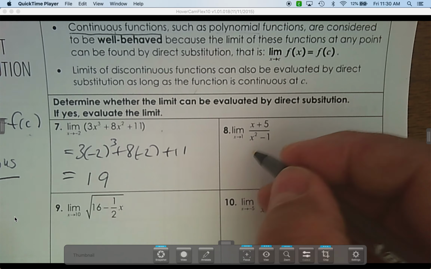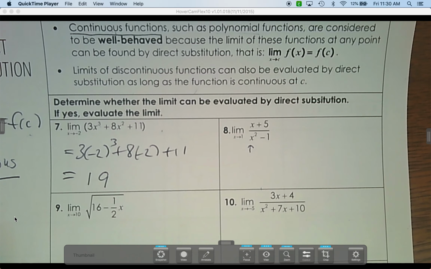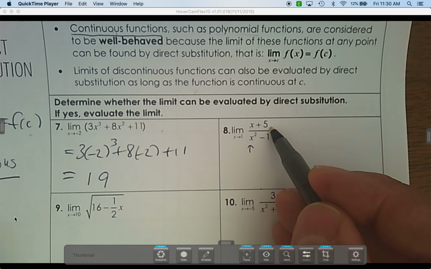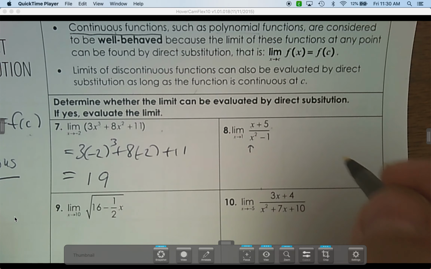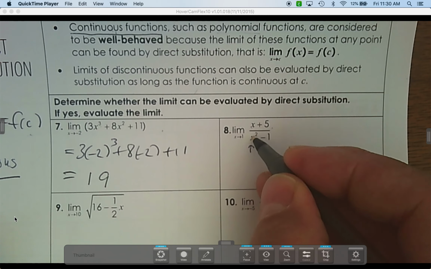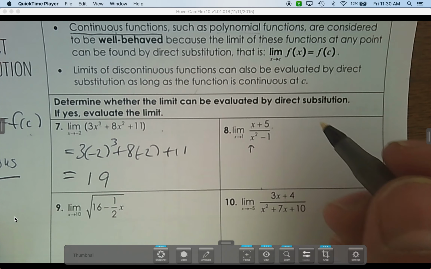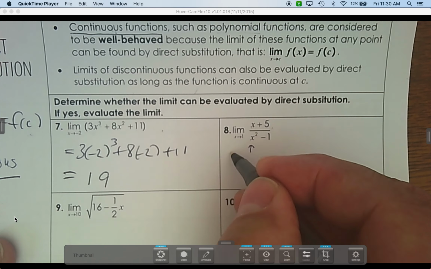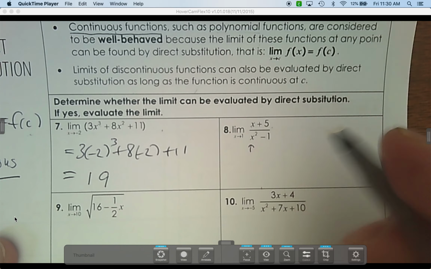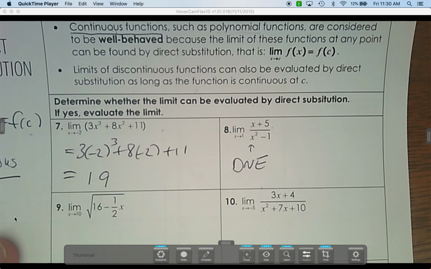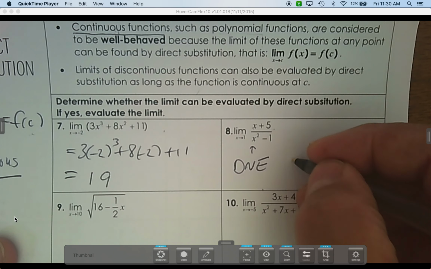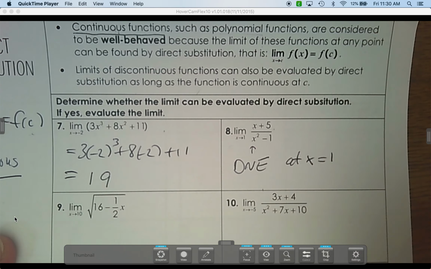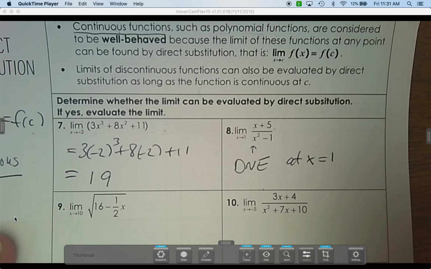8. The limit as x approaches 1. Well, if I do a direct substitution, what happens? So 1 plus 5 is 6, and then 1 take away 1 is 0. Now, I don't want you to get into this habit. The AP exam does not want you to write down 6 divided by 0. Instead, we're going to say that this limit does not exist. And the reason it doesn't exist, because at x equals 1, what happens? Why? Because there's an asymptote there.